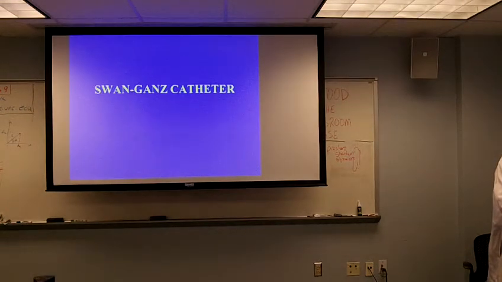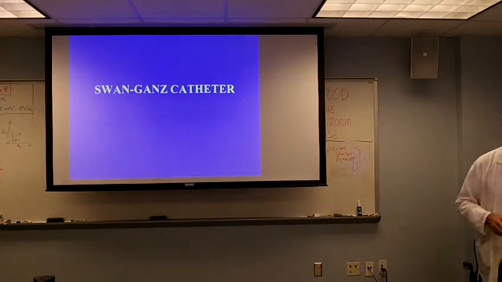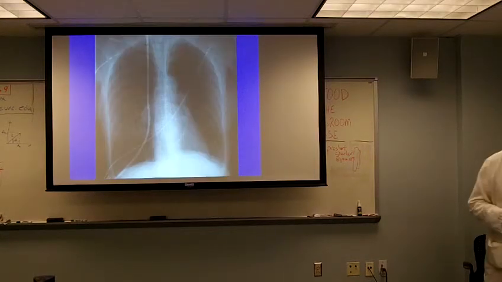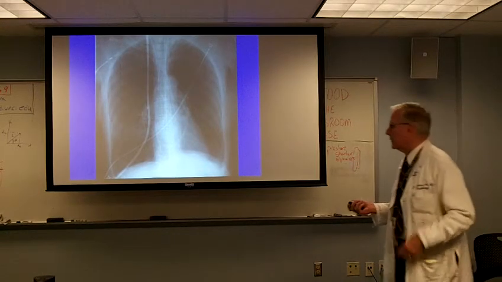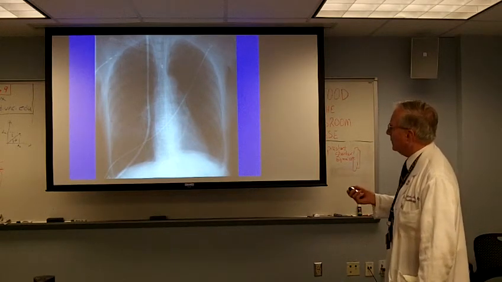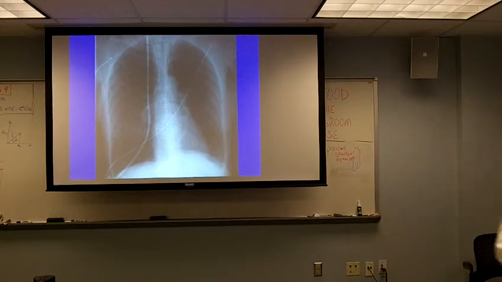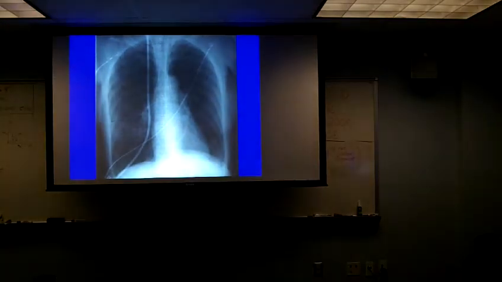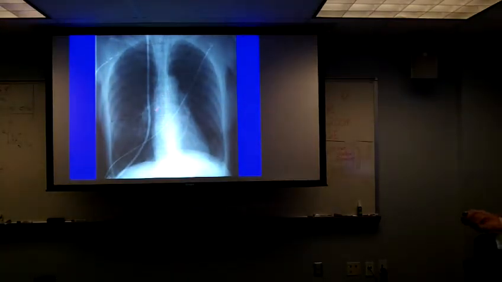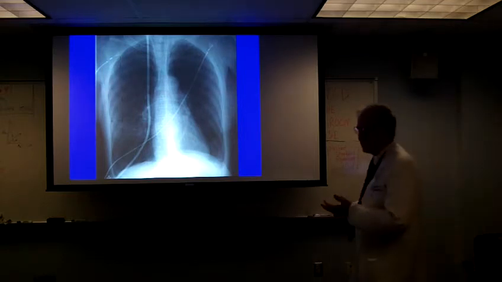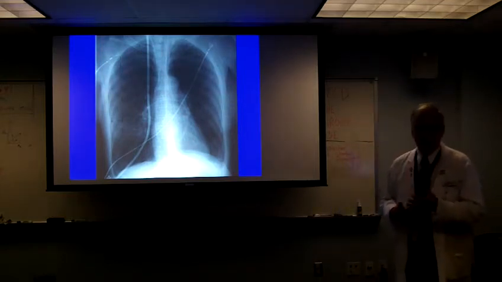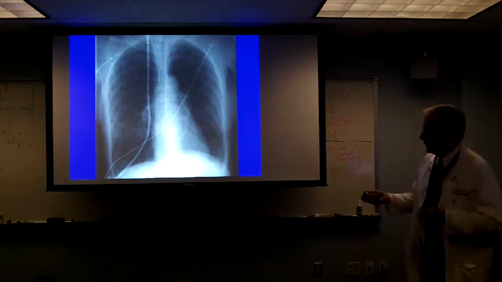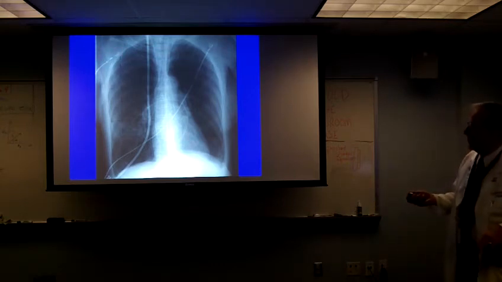Swan-Ganz catheter. This is something that you see most commonly in the thoracic surgery ICU and in the CCU. The catheter is inserted from either a femoral venous approach or a jugular venous approach. And it's used, when it's placed in the pulmonary artery, you can use it to monitor cardiac output. You can do thermodilution, inject cold water, and then measure how much output you're getting from the right heart. You can use it to monitor pressures.